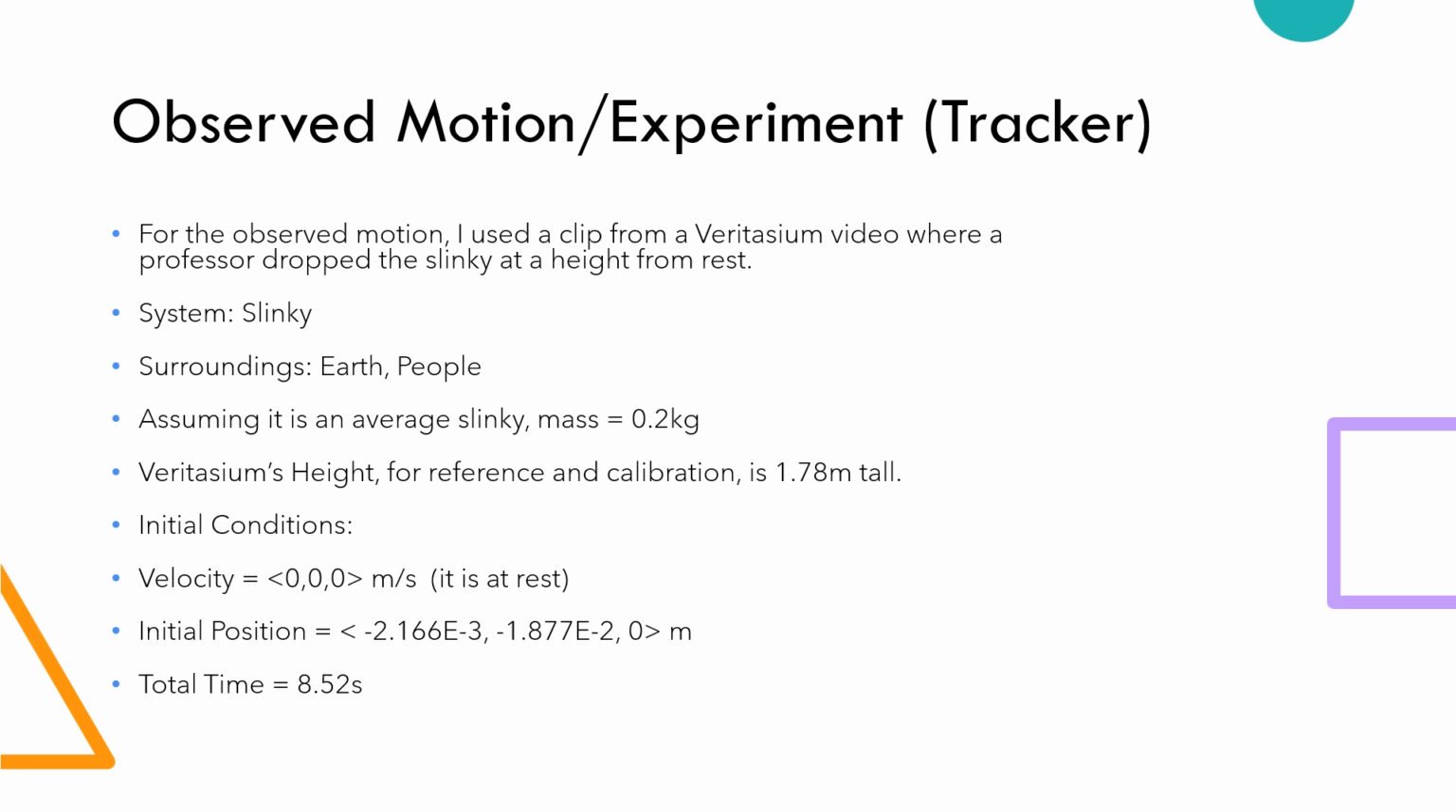Initial conditions. The velocity is 0 in the x hat, 0 in the y hat, 0 in the z hat meters per second, because it is initially at rest, and the initial position is minus 2.166 times 10 to the power of minus 3 in the x hat, minus 1.877 times 10 to the power of minus 2 in the y hat, and 0 in the z hat meters. And total time is 8.52 seconds.